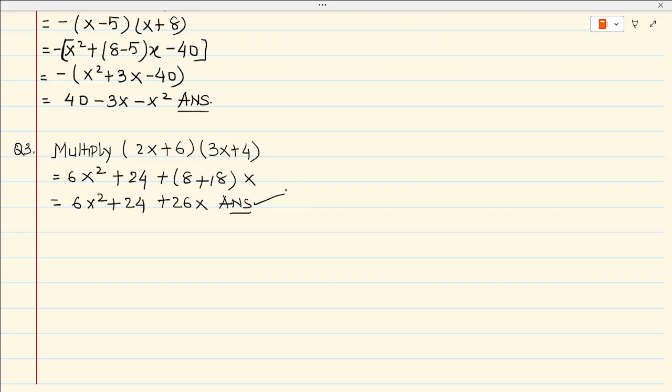Okay, now let us take question number 4. It is asking: find 7x minus 3 multiplied by 3x minus 3, by inspection.